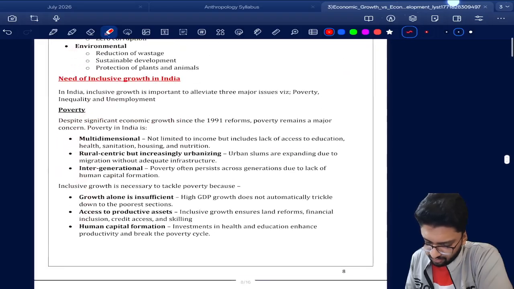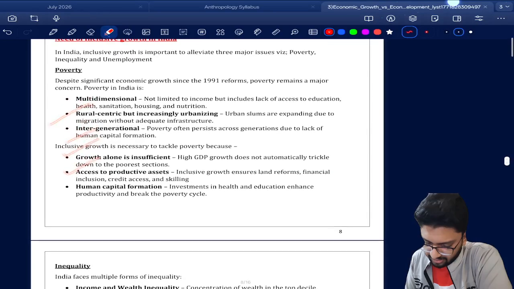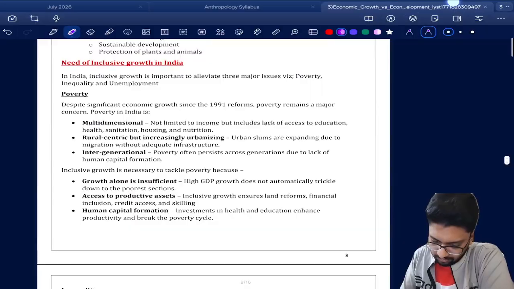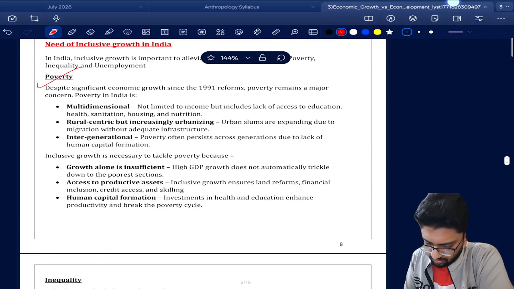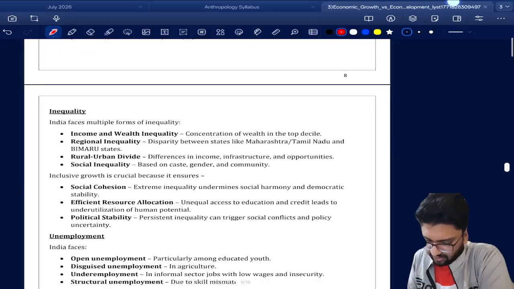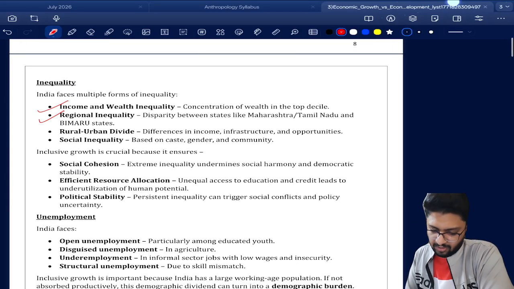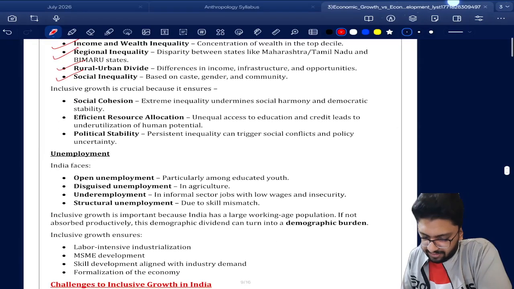Need of inclusive growth in India: to alleviate poverty, multidimensional poverty, rural-centric, intergenerational poverty. Growth alone is insufficient. Access to productive assets, human capital formation, poverty. Then inclusive growth is necessary. Then we have inequality: income and wealth inequality, regional inequality, rural urban divide, social inequality.